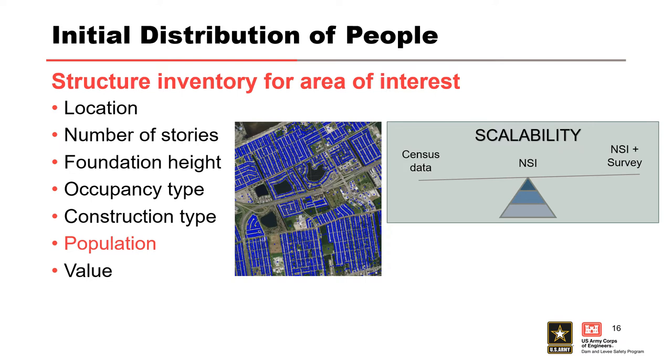But if you're just trying to get a rough life loss estimate, you can start with census data. Just get an idea of how many people live in the area that you're worried about, and that can help you with that very rough estimate, order of magnitude, understanding what your life loss might be. The NSI is that National Structure Inventory. NSI plus survey is where you go in and then you move this national structure inventory. You look at aerial photos and you move all those around and refine that national structure inventory to get something really detailed.